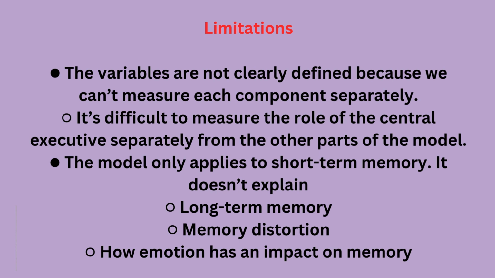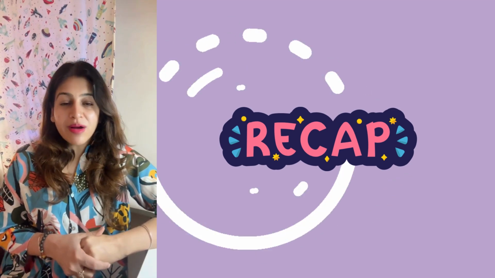But the limitations are that the variables are not clearly defined. Because we can't measure each component separately, it's difficult to measure the role of the central executive separately from the other parts of the model. The model only applies to short-term memory. It doesn't explain long-term memory. Memory distortion: low emotion has an impact on memory. So that is all about the working memory model.